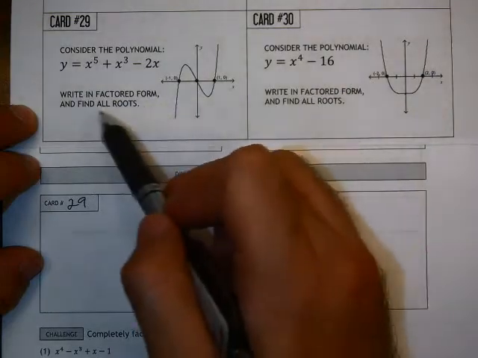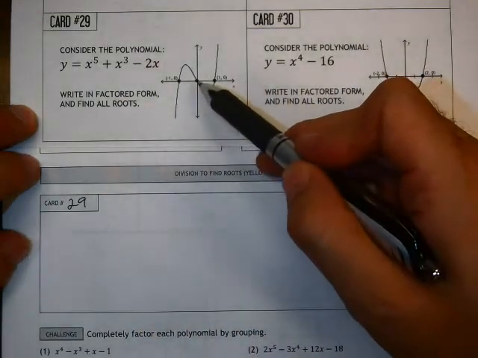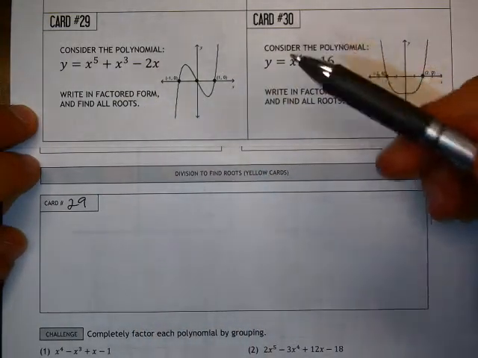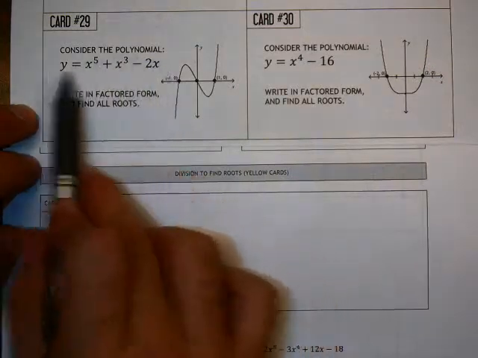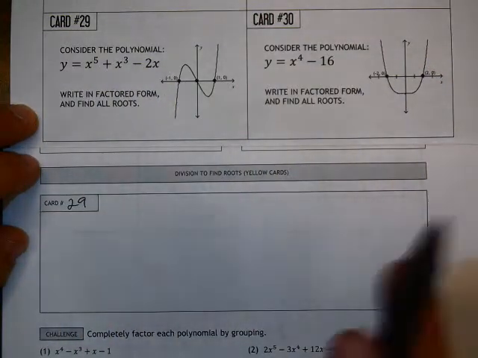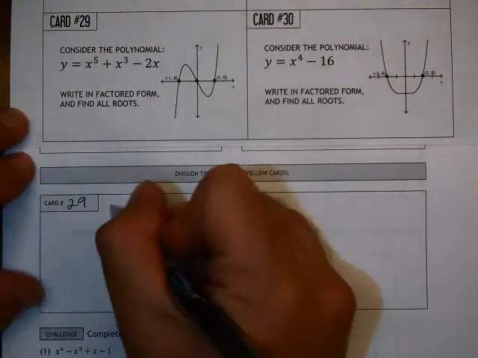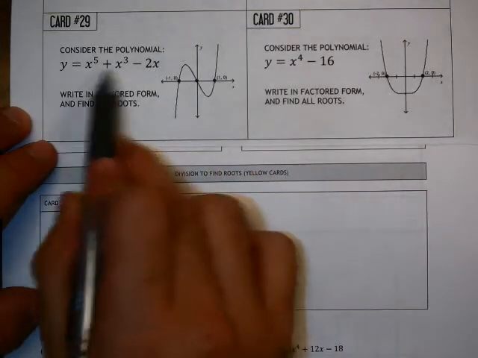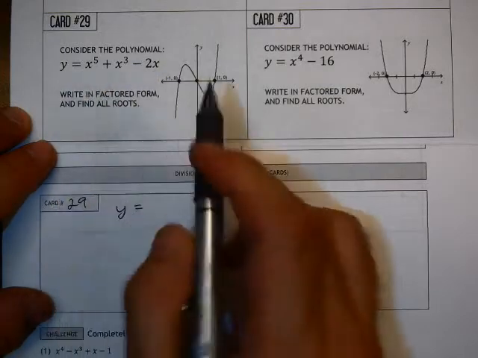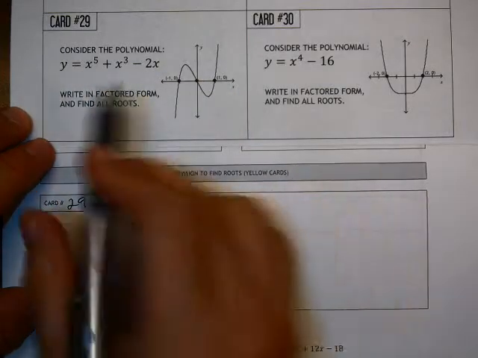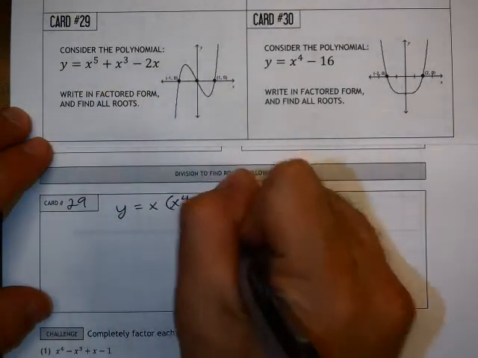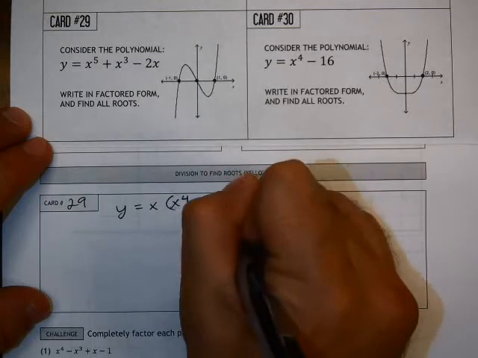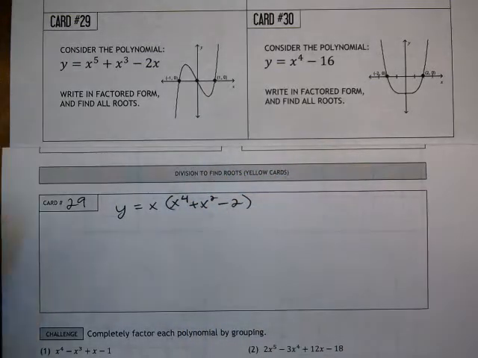So it says write in factored form and find all roots. It looks like that's 0, 0. So what I'm going to do first is look at this and see if I can factor anything out first to make this just a tiny bit easier. Since they have all x common, I'm going to take that x out first. So that's going to give me x to the 4th plus x squared minus 2. So I've got the start of my factored form.